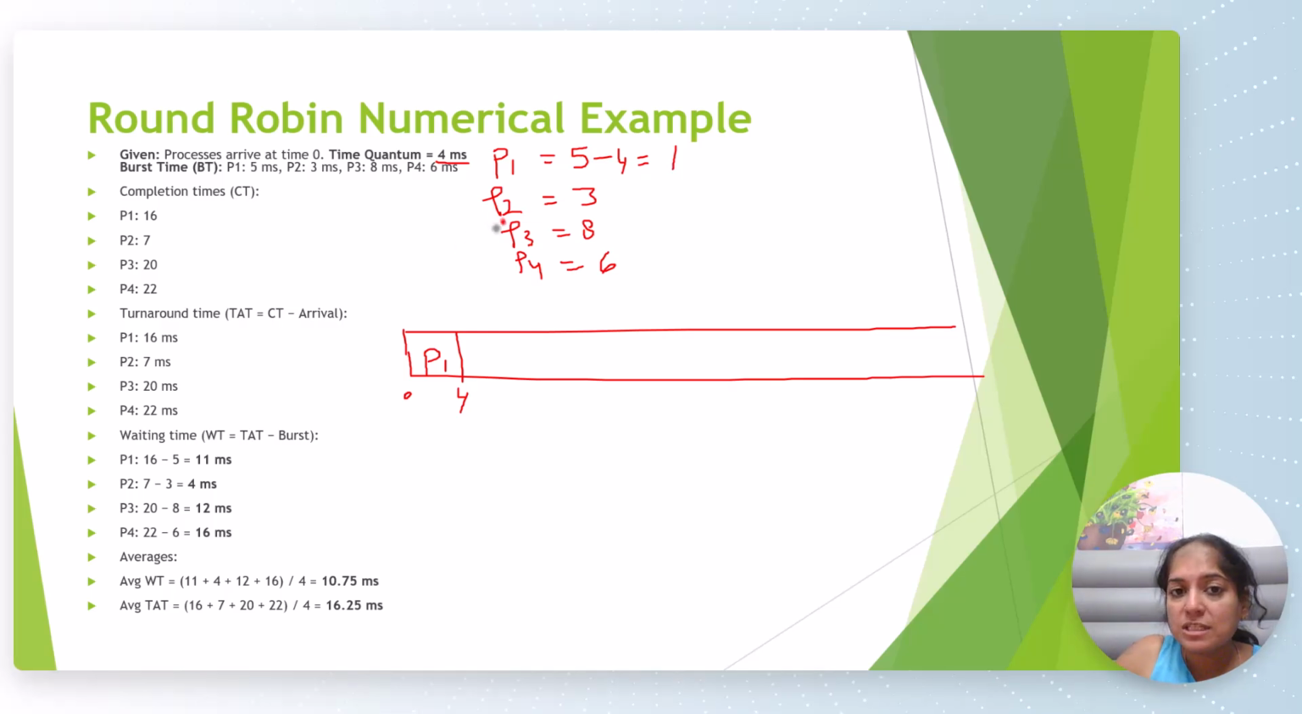Then process P2 will come in the queue. P2 will execute. Its time is less than the time slice, so it will execute only for 3 milliseconds. So up to 7, process P2 completes.